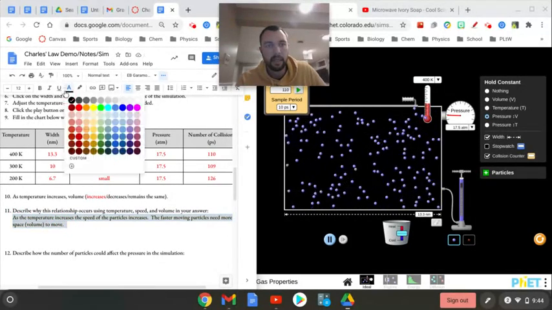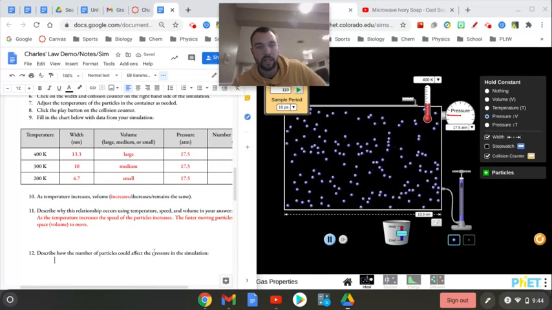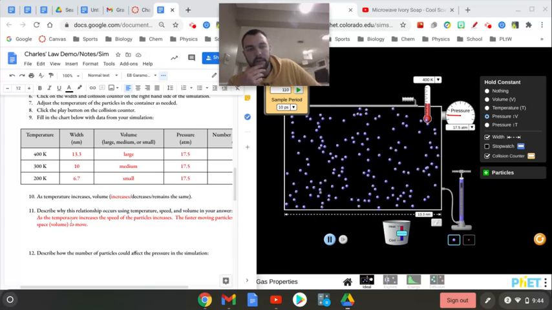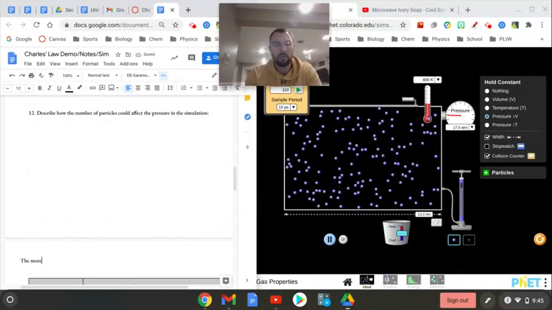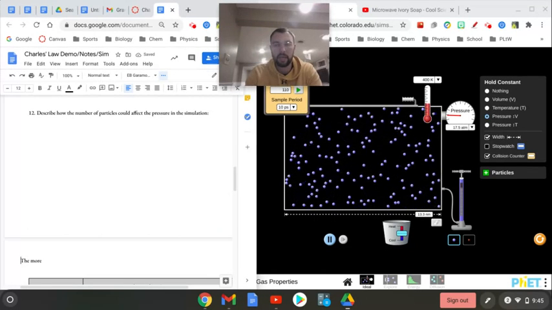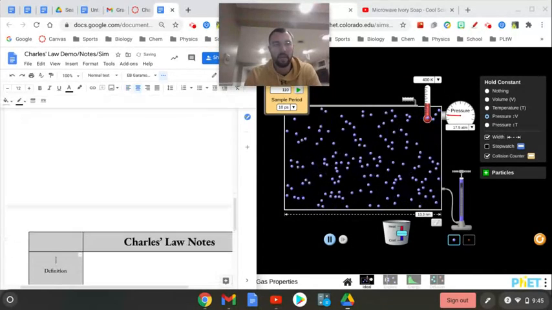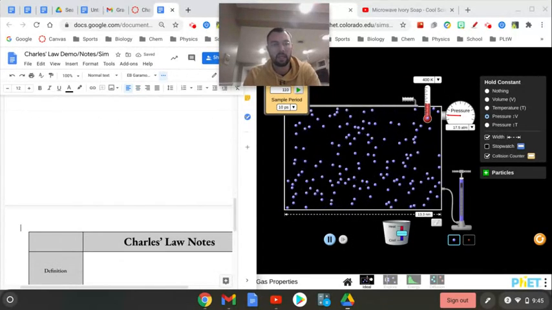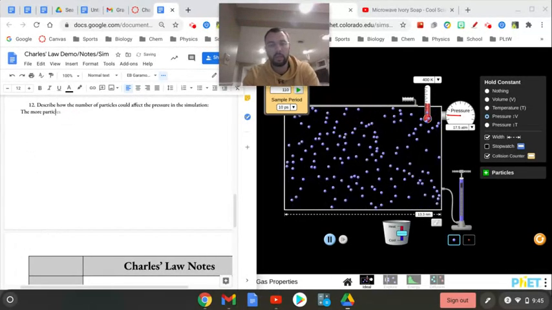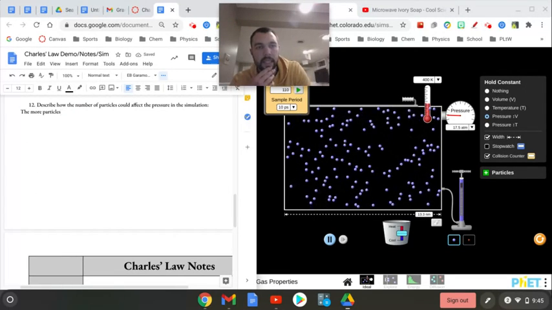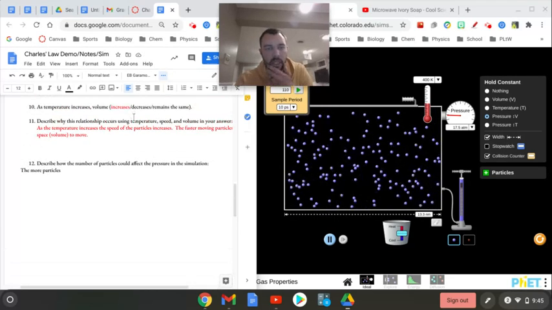Highlight that. Change that to red. Okay, describe how the number of particles could affect the pressure in this simulation. Okay, well, the more particles could affect the pressure. I think I want to change that.